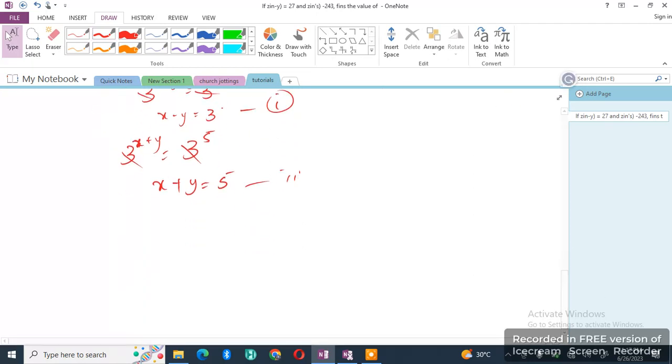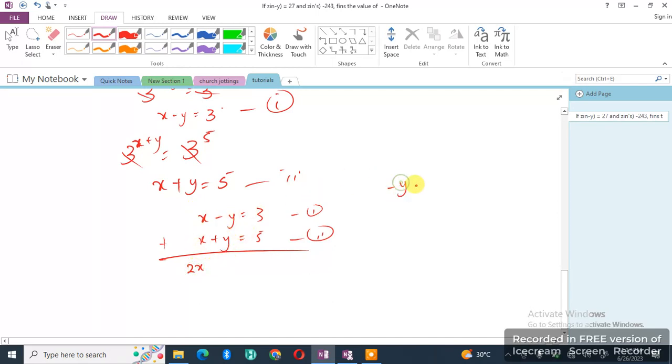Good. Now we're going to combine equation I and II into a set of simultaneous equations: x minus y equals 3 and x plus y equals 5, using the elimination method. Therefore let's add equation I plus equation II. x plus x is 2x, minus y plus y gives us 0, and 3 plus 5 is 8. So we have 2x plus 0 is 2x, therefore 2x equals 8.